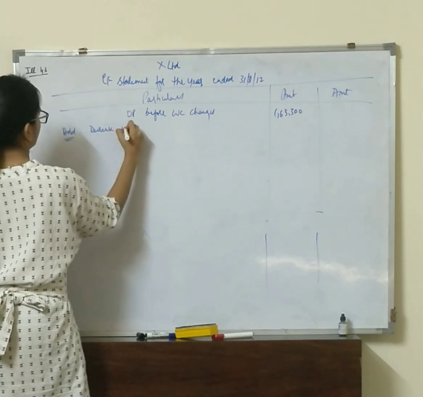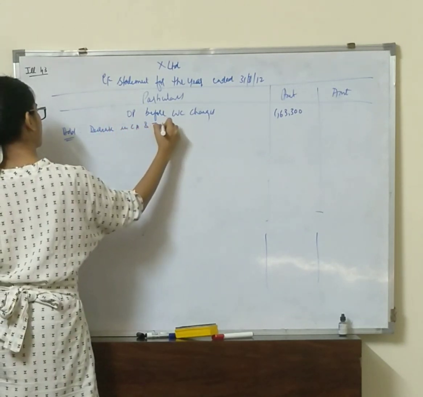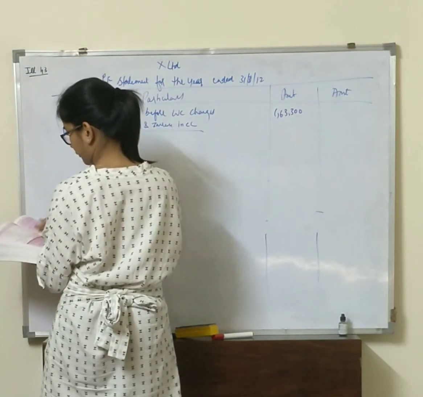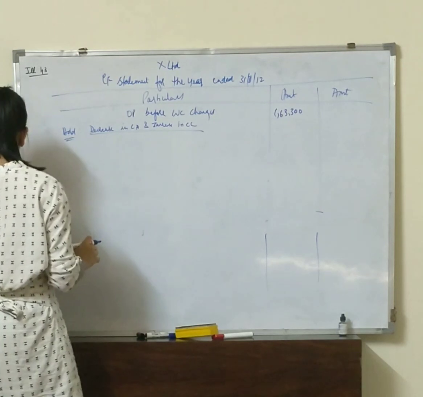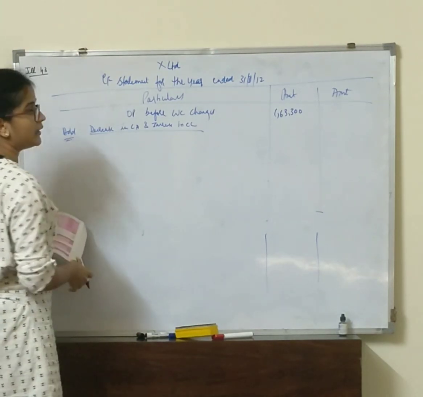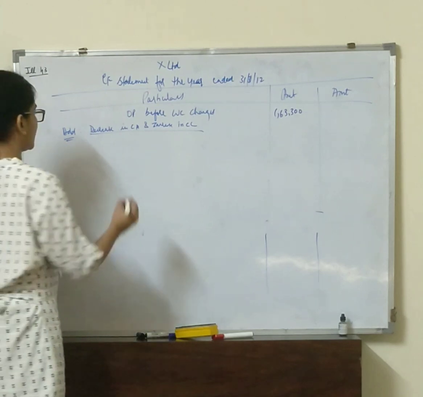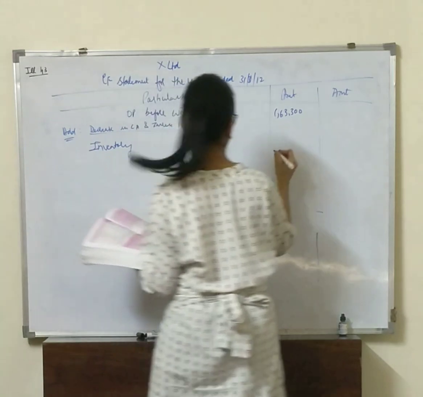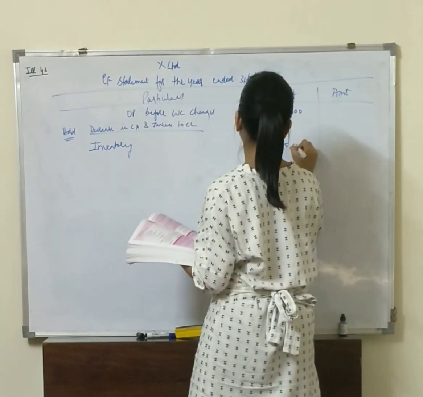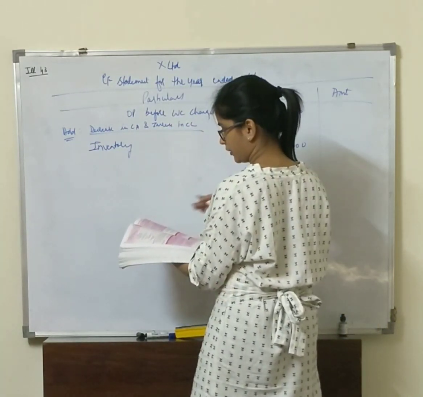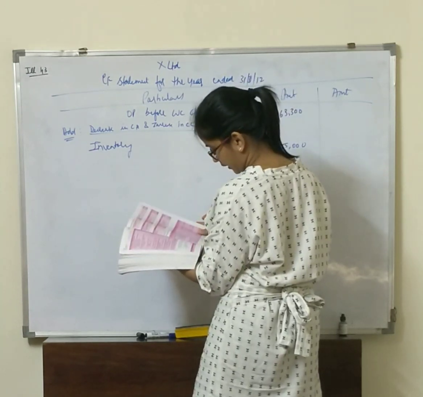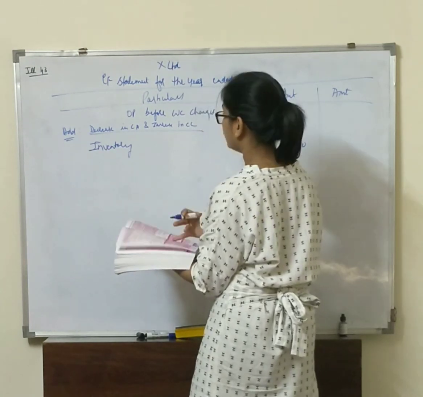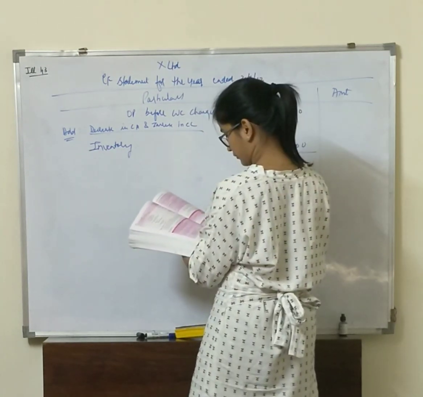Then we will add decrease in current asset and increase in current liability. Go to our current assets. What do we have? We have inventory. There is increase or decrease in inventory. It is decreased from 2,15,000 to 1,70,000. So inventory will be 45,000. Anything else which is decreased? Trade receivables have been increased. Under your current liabilities, trade payables are decreased. So only inventory 45,000.